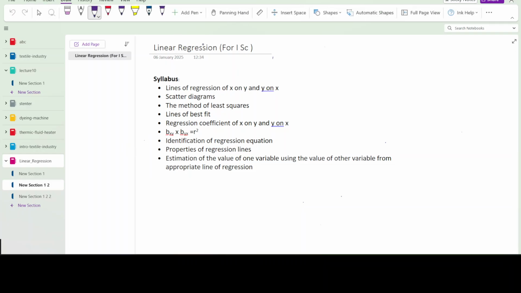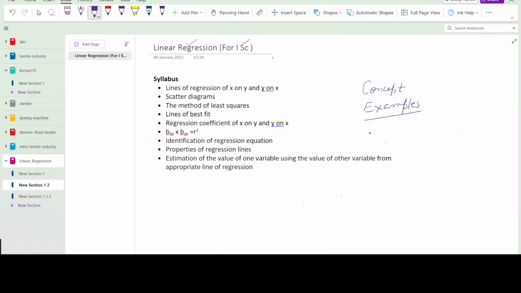In today's lecture, we will study linear regression, and this lecture is especially meant for ISC students, and this is the syllabus for linear regression. In this lecture, our emphasis will be first on concept, and then we will illustrate some examples so that these concepts can be appreciated.